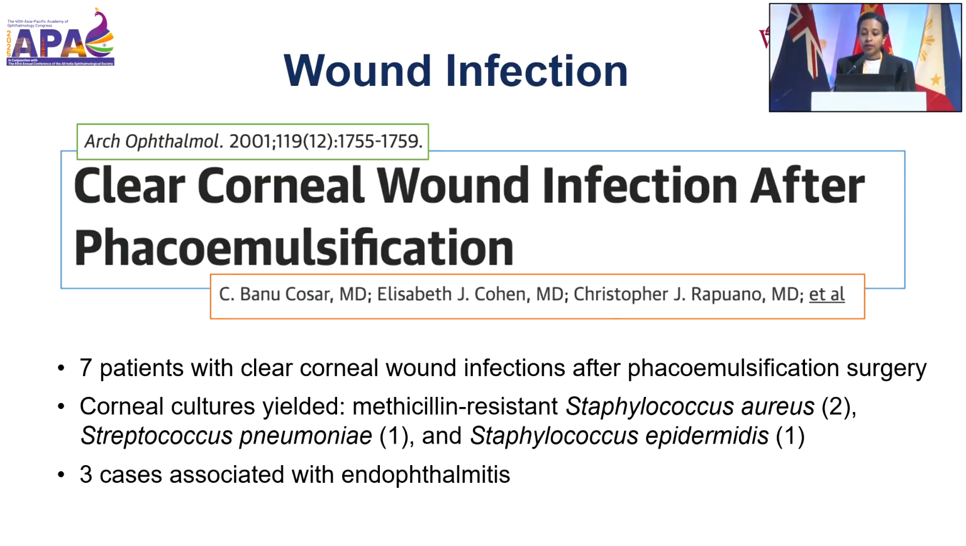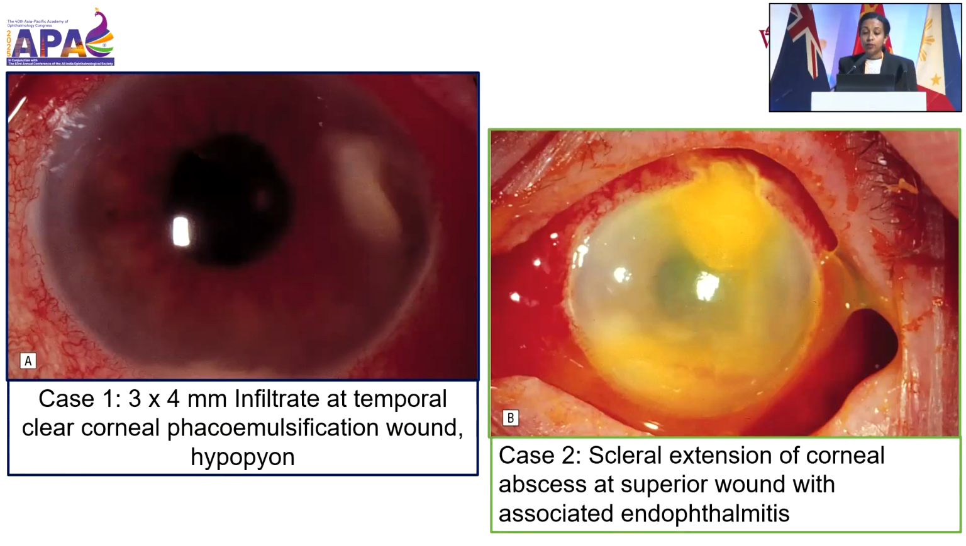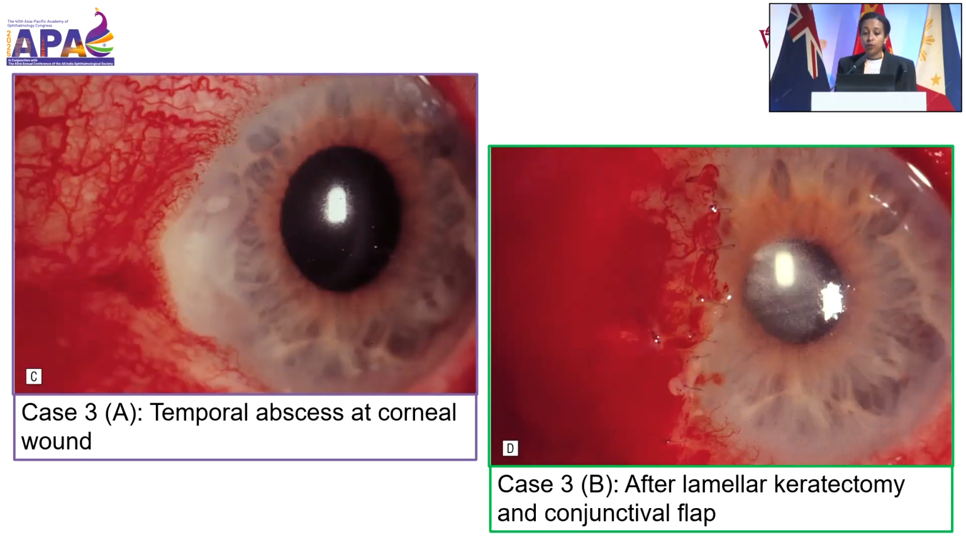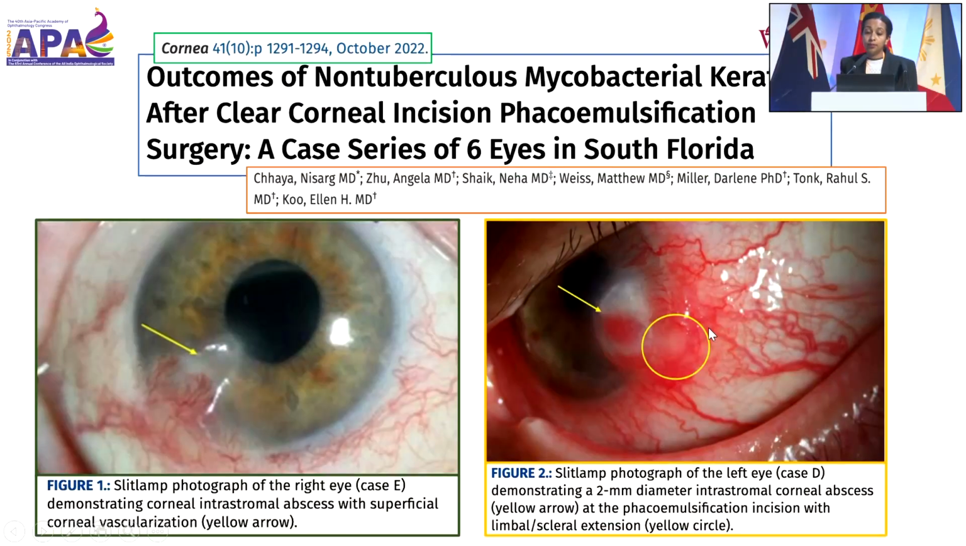Wound infections, again, are rare, but can happen. In this study that was published over 20 years ago, you can see the organisms that were the most common, so staph and strep, and 3 of these wound infections were associated with endophthalmitis. You can see here an infiltrate at the temporal wound, and then in case number 2, a superior wound with associated scleral abscess and endophthalmitis. Sometimes these do require lamellar keratoplasty and conjunctival flap as shown here.